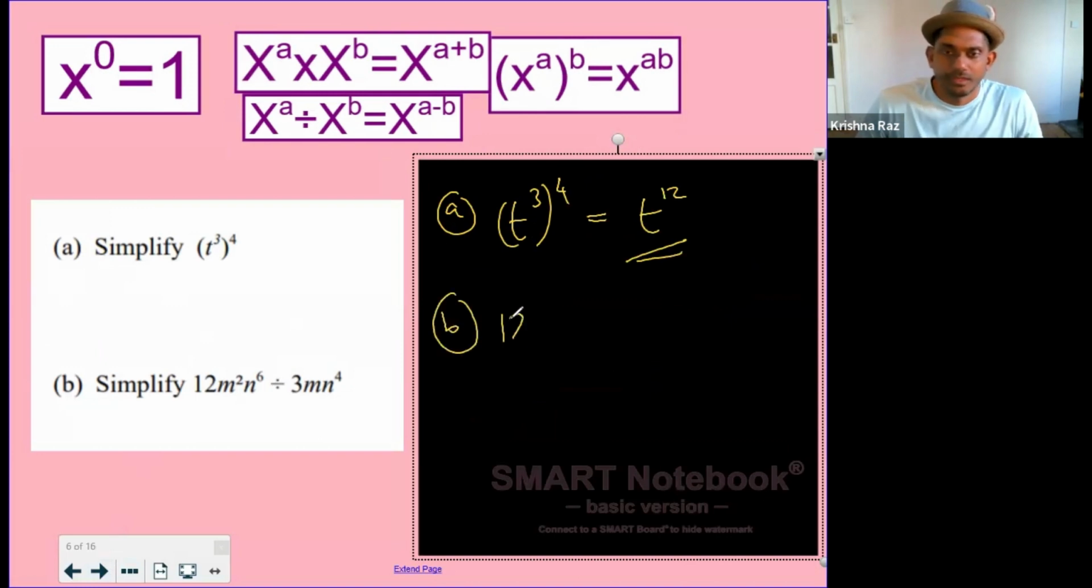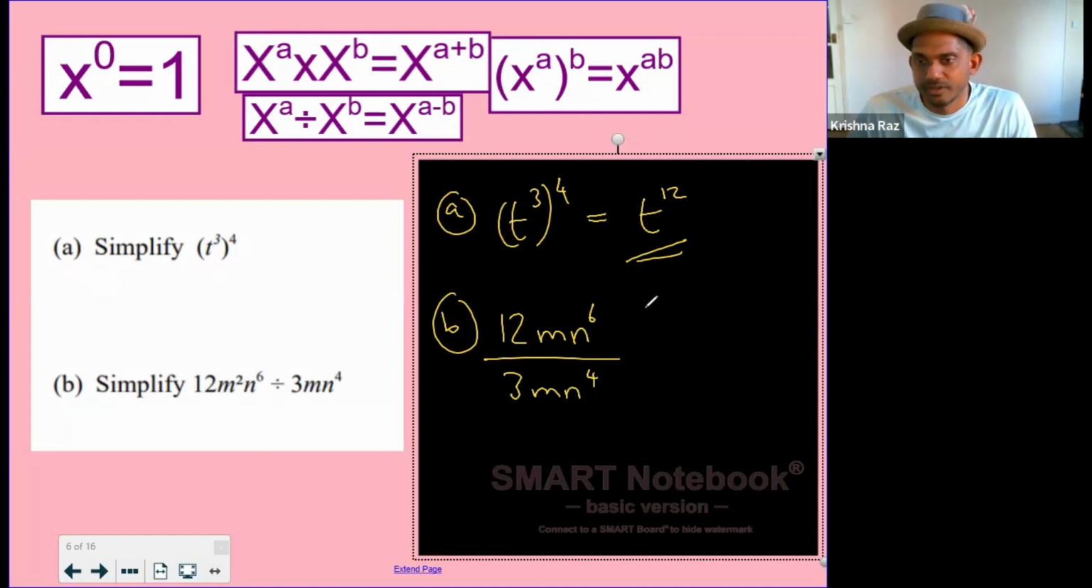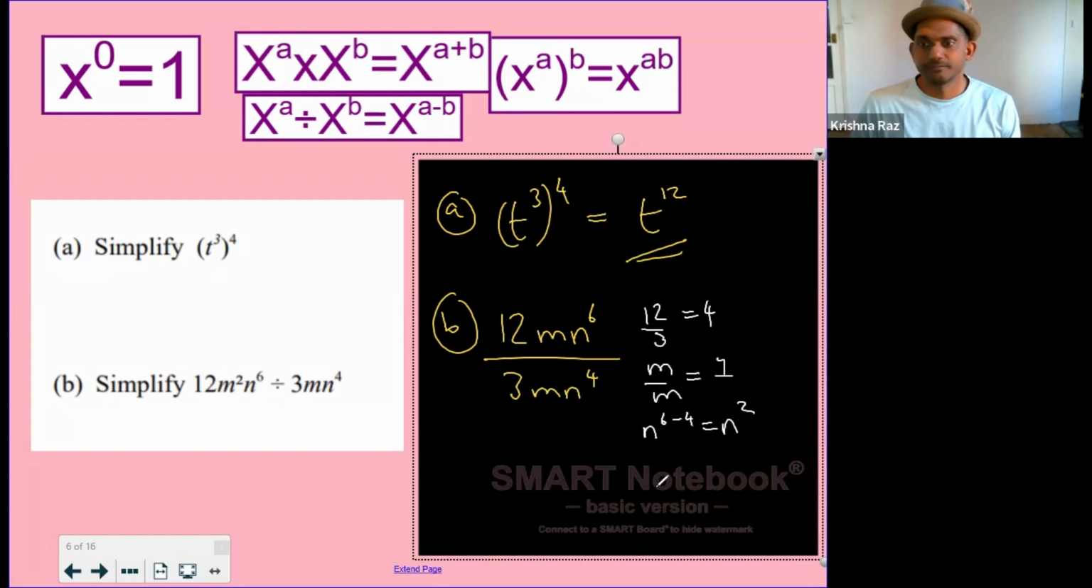And for B, the way you write it is actually quite important. So I'm going to stack it and consider each bit separately. So what we have is 12 divided by 3. We have m divided by n. What's anything divided by itself? Exactly, it's 1. And we have n to the power of 6 divided by n to the power of 4. So we take away the powers. That'll be n squared. So the final answer will be 4 times 1 times n squared. So 4n squared.